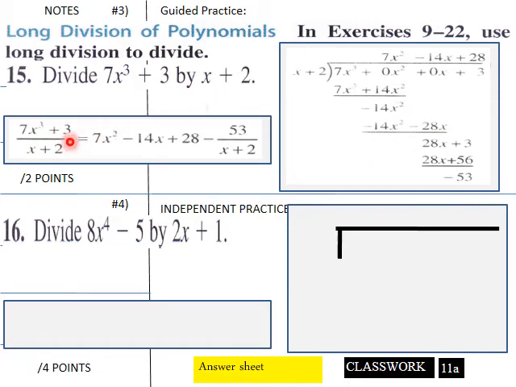So with that situation, we have 7x squared minus 14x plus 28. And then since this is negative, this will be negative here: negative 53 over x plus 2. So this would be our quotient in this situation here, dividing this polynomial by this divisor.